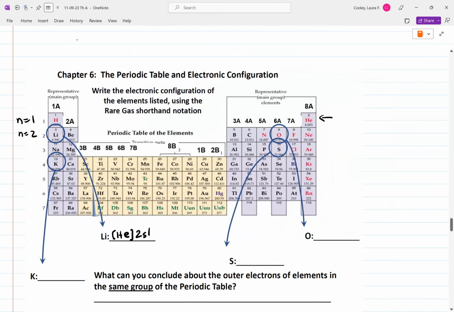What about potassium here? What's that configuration? Using the rare gas, go back to argon. And now we're filling the 4s shell as you go down, right? n=1 is the first row, n=2 is the second. And you notice, and I'm going to go over here and do oxygen first. Oxygen, you go back to helium. What goes after here for oxygen?